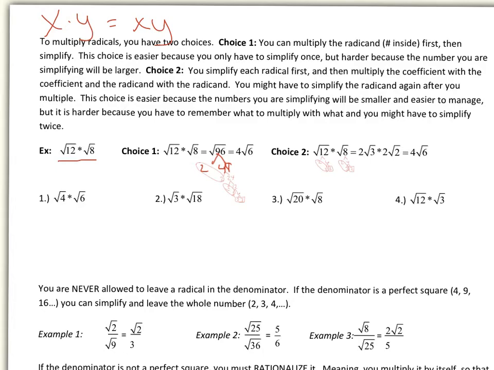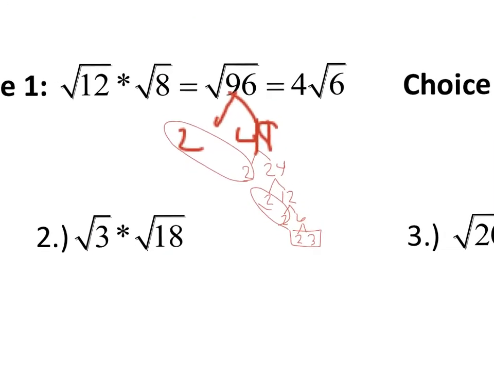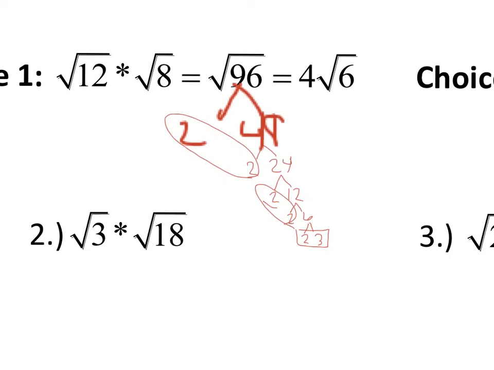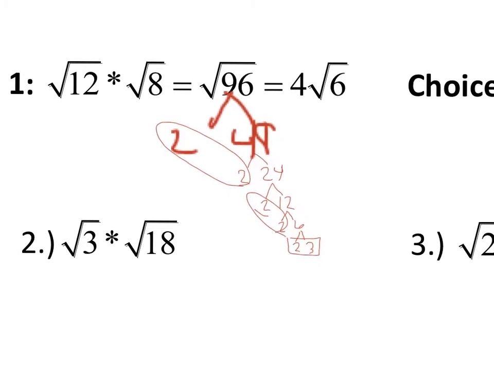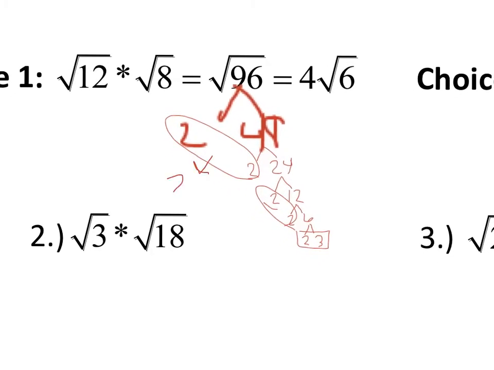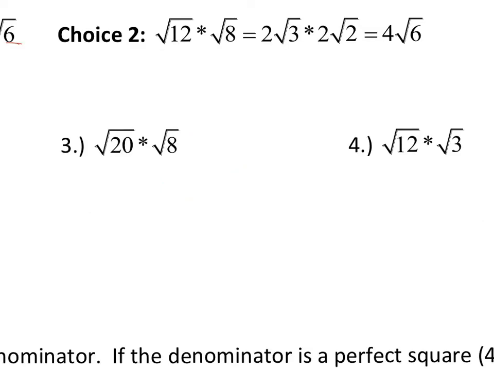So 12 times 8 is 96. And then I just break down 96. So I zoomed in here. 2 and 48, 2 and 24, 2 and 12, 2 and 6, 2 and 3. A 2 comes out here, a 2 comes out here. So I have 4. 2 and 3 are the lonely losers.